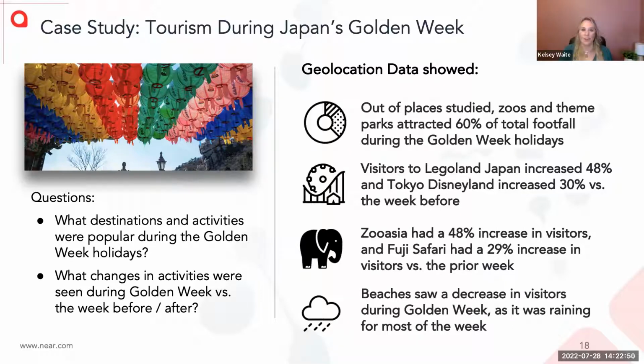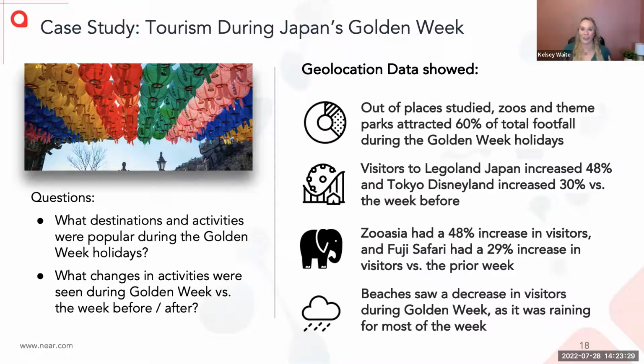And our data showed that out of places studied, zoos and theme parks attracted 60% of total footfall during the Golden Week holidays. Visitors to Legoland Japan increased 48%, and Tokyo Disneyland increased 30% versus the week before. Zoo Asia had an almost 50% increase in visitors, and Fuji Safari had a 29% increase in visitors compared to the week before. Beaches saw a decrease in visitors during Golden Week, and it was not a surprise as it was raining for most of the week.